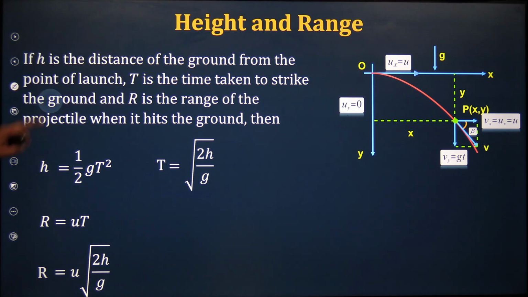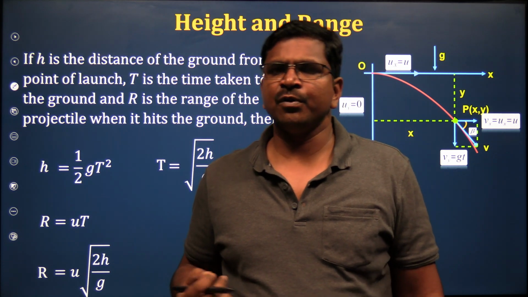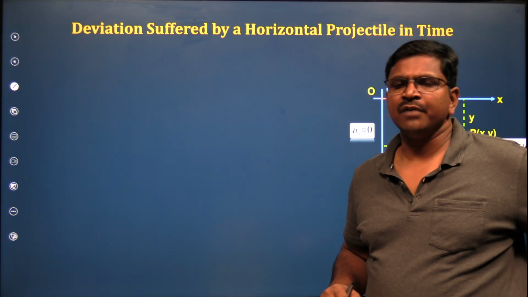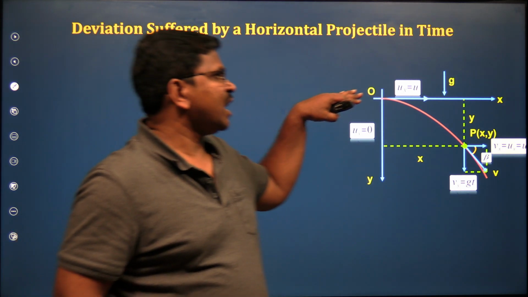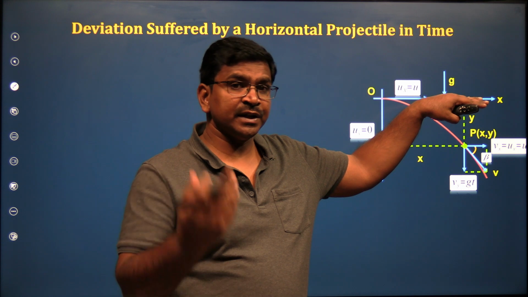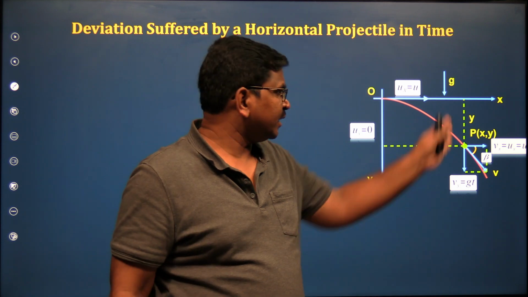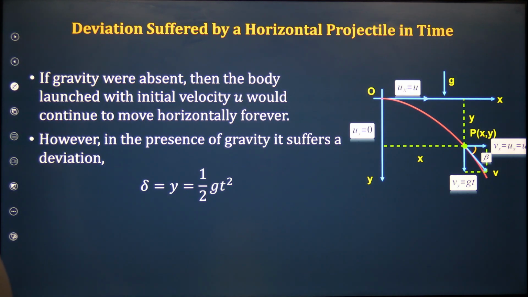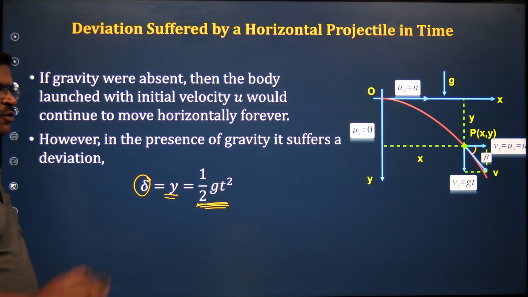Now, we are almost done with the conceptual discussion. Before going to the problem solving approach, the last topic: deviation of the horizontal projectile. Suppose initially the object is thrown horizontally, right? But because of the acceleration due to gravity downward, it deviates from its path. How much is it deviated? This distance y, and y is nothing but the vertical displacement. So I can write y equal to half gt square. So that deviation is nothing but y, which is half gt square. This is about the deviation suffered by a horizontal projectile.